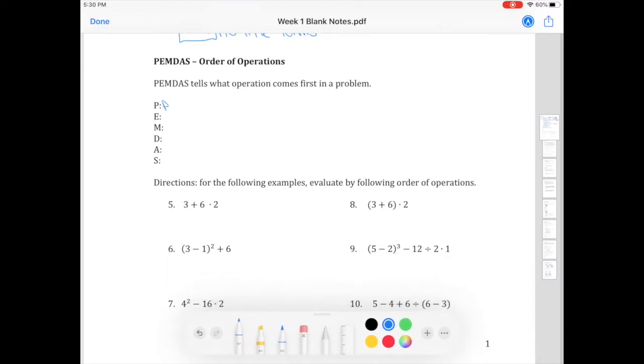You might have heard PEMDAS before. So what they stand for mathematically, the P stands for parentheses. Do you know how many times I've taught this and I still don't know how to spell parentheses? I'm guessing. E is exponents. M is multiply. D is divide. A is add. And S is subtract.